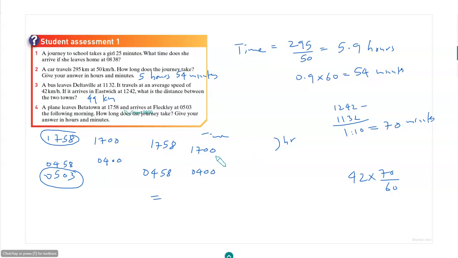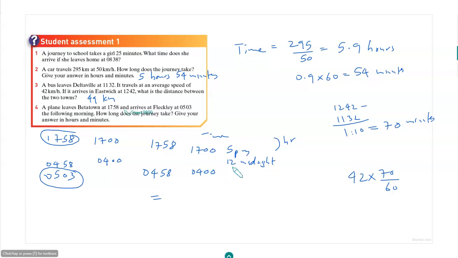So 17, just think about it in your head. 17 hours is like 5 p.m., right? So 5 p.m. to 12 midnight is how many hours? 5 p.m., 6, 7, 8, 9, 10, 11, 12. Just count with your fingers if you want. So from 5 p.m. to 12 midnight, how many hours?